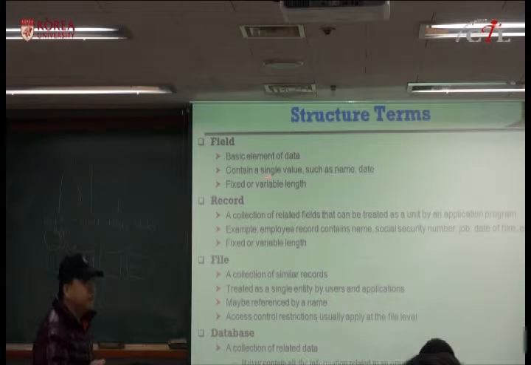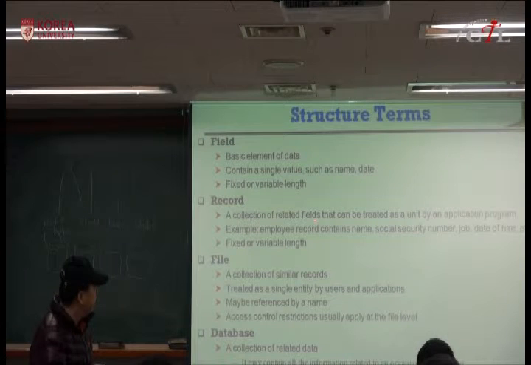It contains a single value. So it can be maybe student name, date of hire, or something like that. And each field can be fixed length or variable length. Record is a collection of related fields, and it's treated as a unit by an application.